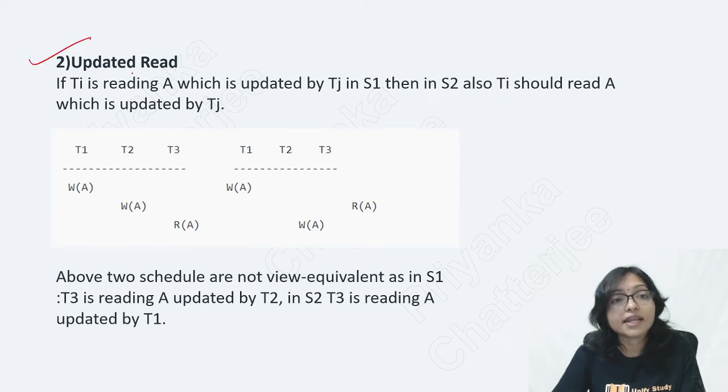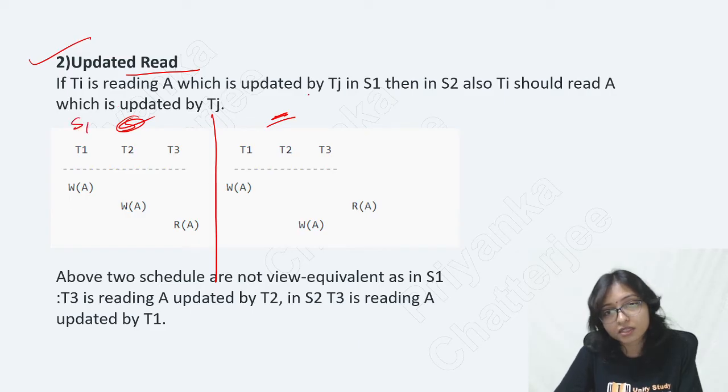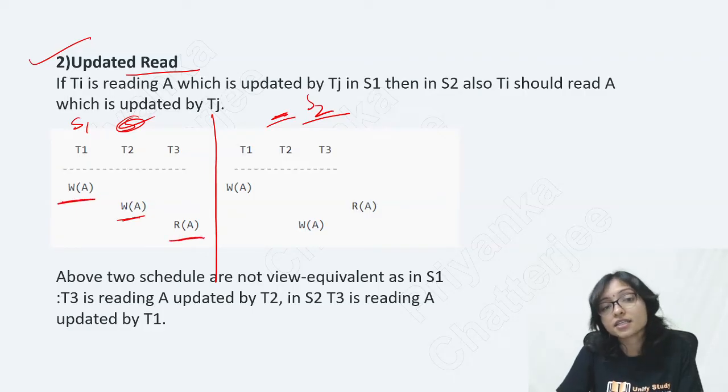Next one is updated read. Updated read means, here you can see with this example, this is a transaction and this is another schedule. This is schedule 1, this is schedule 2. T1 is writing something, then T2 is writing, then T3 is reading. T3 is reading the data written by T2. Think like that: initially the account has 100 rupees. T1 writes it as 200, then T2 writes it as 300, then T3 is reading 300.